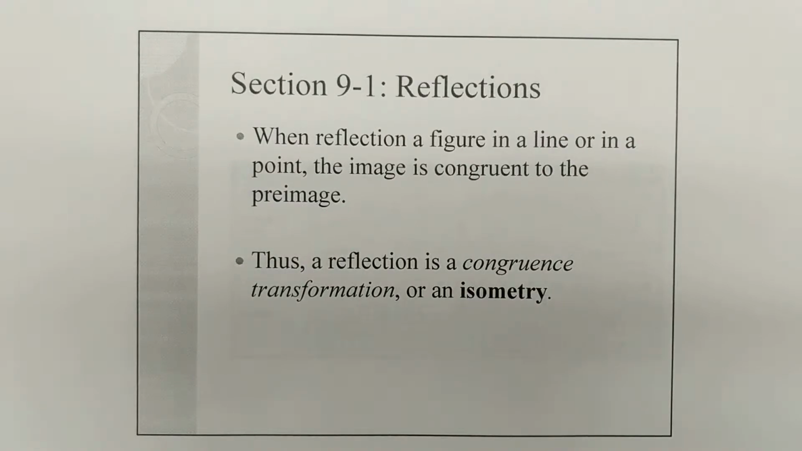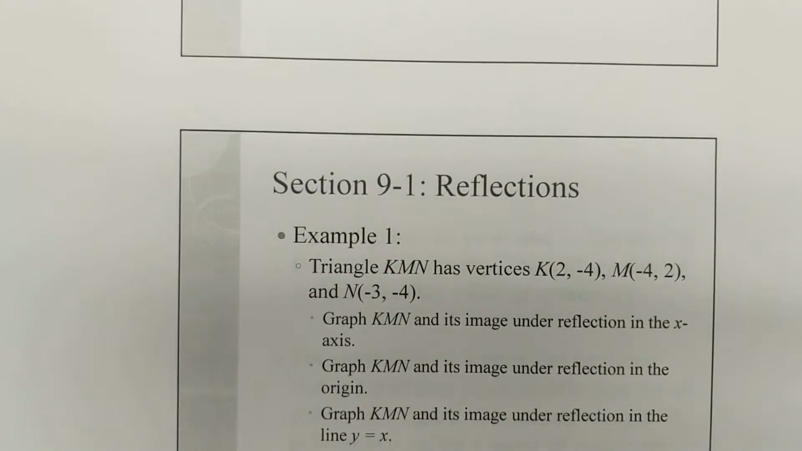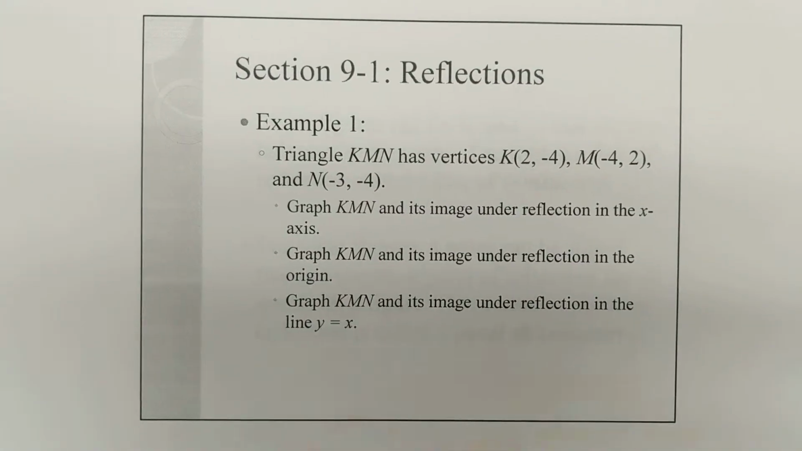Now, when you make a reflection, your images are congruent. That means it's a congruence transformation, which is referred to as an isometry. All right, so for example here, triangle KMN has vertices at those given points, and then asks you to do 3 different transformations: reflected under the x-axis, reflected under the origin, and reflected across the line y equals x.